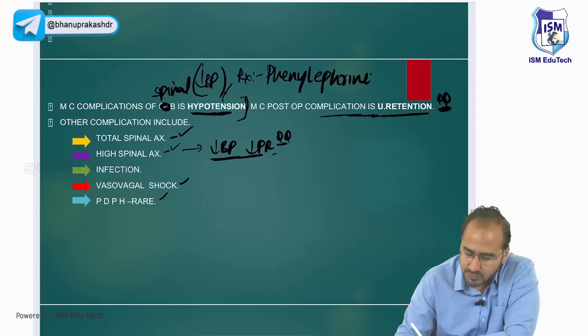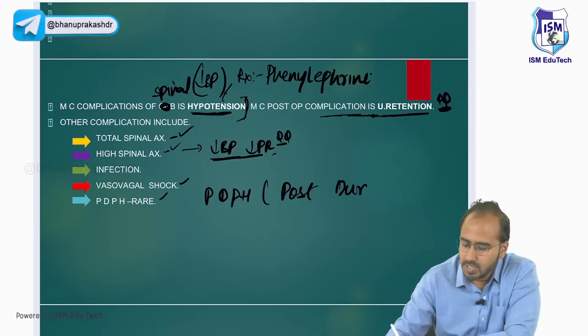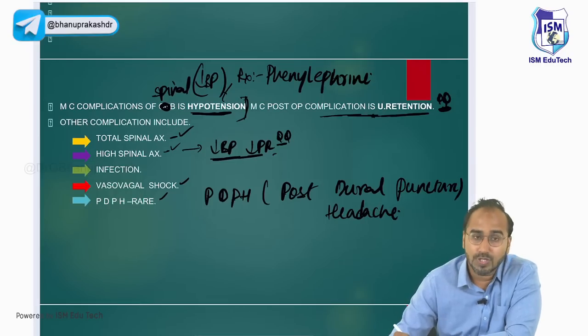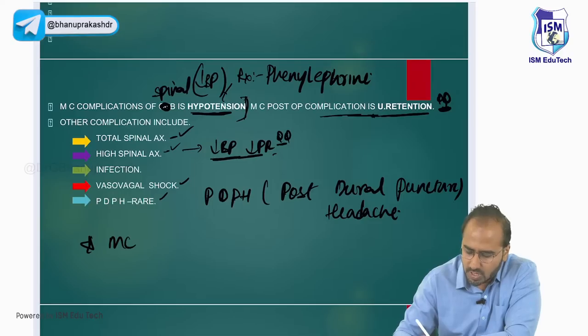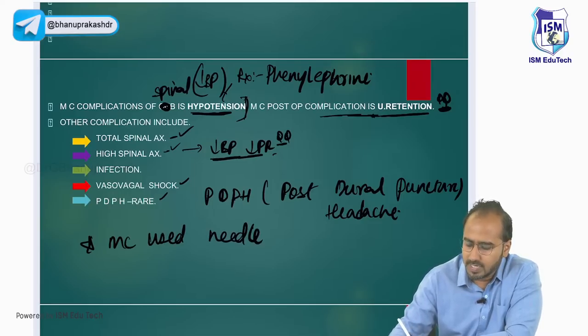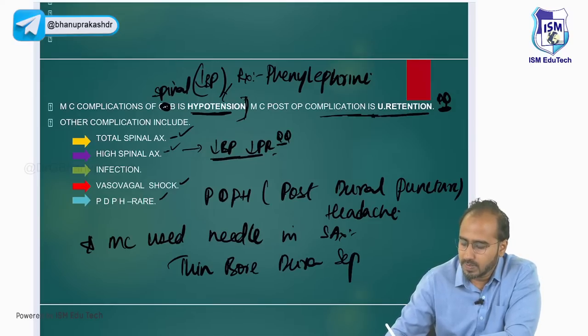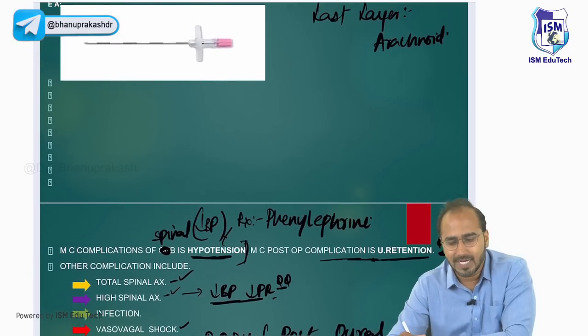The patient will develop PDPH. What is PDPH, guys? Post dural puncture headache. Headache is rare, you know the reason why? Because we are using what needle? The needle most commonly used in spinal anesthesia is a thin bore dura separating needle. Is this clear? This was regarding spinal anesthesia.